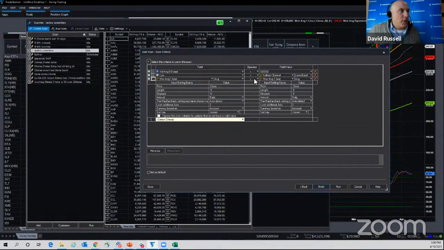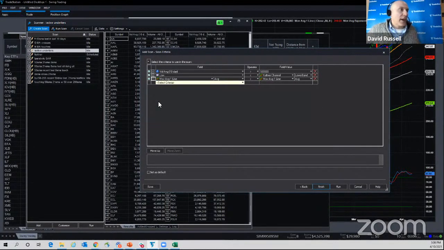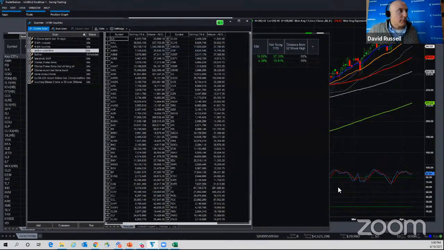I'm going to change this. This one is the fast one on the left that we want to be the lower number, and the other the higher number. So here we're going to change this to 50 and we're going to change this to 200. Okay. So what this is now going to do is find stocks with a 50-day moving average over the 200-day moving average, and the price at the bottom of the Keltner channel. I'm going to run it.